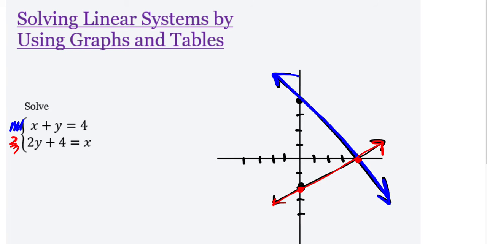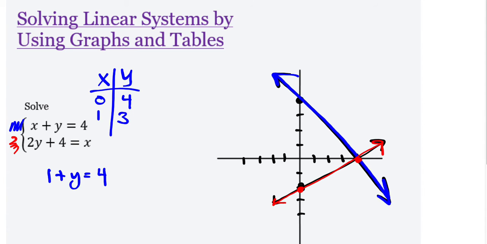So the method that the book had was for you to make a table. And a table for these is actually fine because you only need 2 points. You just need to pick 2 x's, and probably the easiest 2. So if I put 0 in place of x, this would say y equals 4. If I put 1 in place of x, this would say 1 plus y equals 4. So I subtract 1, y equals 3. So if I did 0, 4, and 1, 3, I could draw a line from that.